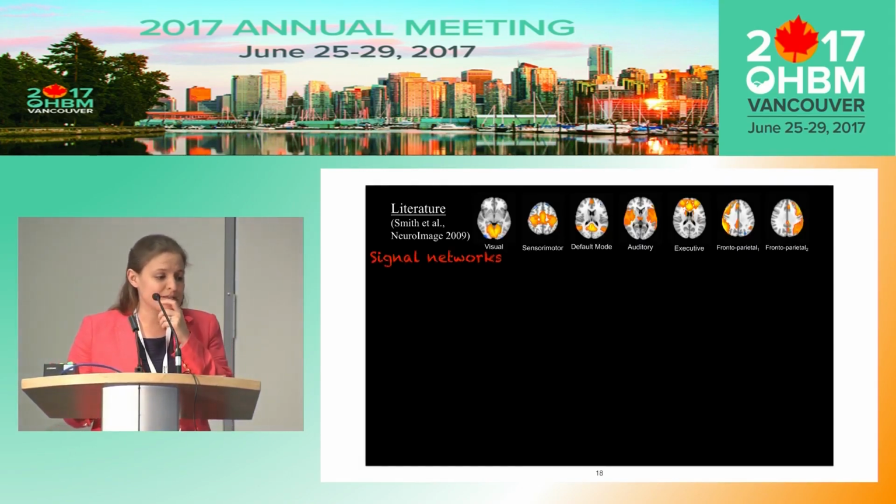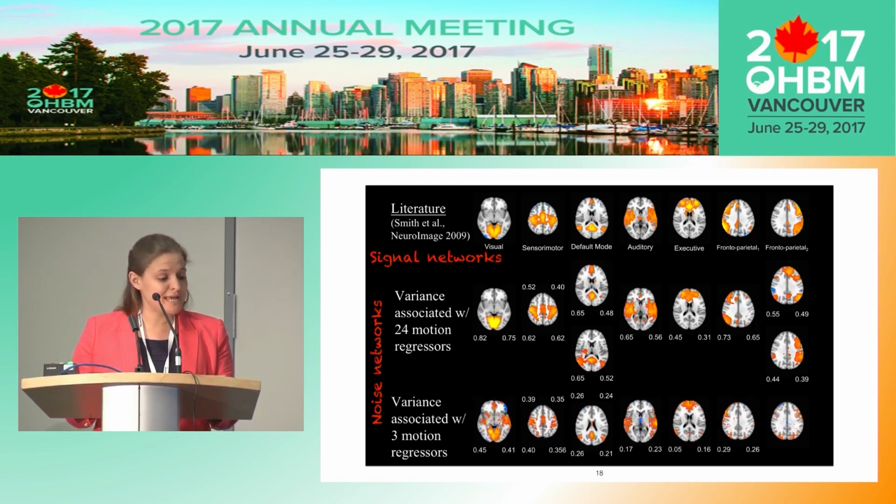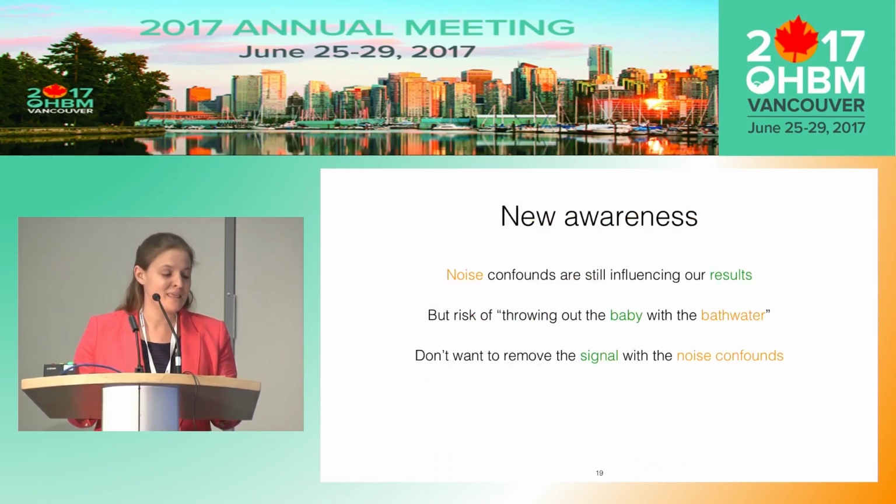So when we do that, we see the following. We see these signal networks, it's typical things like visual network, sensorimotor, default mode, everything that's very robustly identifiable. But what do we see in the noise? Even when we're just looking at the variance taken out by, say, 24 head motion regressors, we can see all of these network structures present in the variance that we are throwing in the bin. And even when we go down to just 3 head motion regressors, we see these same patterns. And this means that simply by chance, anytime you are removing variance that you think is noise, you might also be removing a bit of signal.